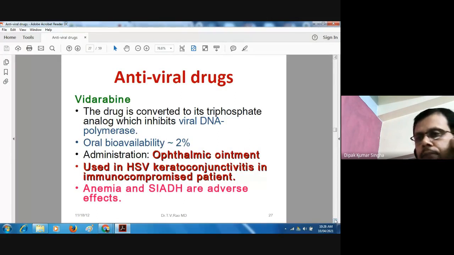The drug is converted into a triphosphate analog, which inhibits viral DNA polymerase. The oral bioavailability is very poor, about 2%. But administered as an ophthalmic ointment it is better, and it is used for HSV keratoconjunctivitis, that means infection in the eye, in immunocompromised patients, which is very helpful. It is used especially as an eye ointment. Anemia and other effects are adverse side effects.